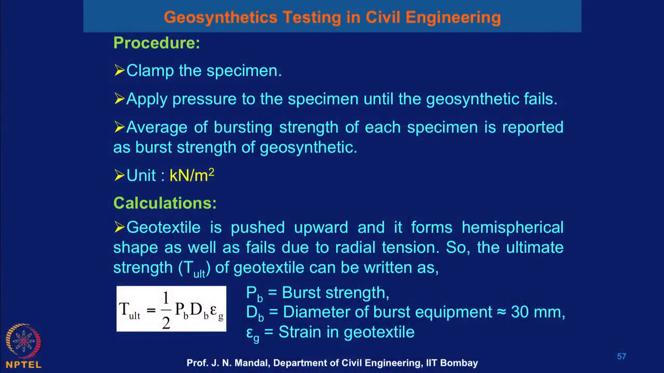Now, the procedure for this: you have to clamp the specimen, then apply pressure to the specimen until the geosynthetic fails. The average of the bursting strength of each specimen is reported as the burst strength of the geosynthetic, and the unit of burst strength is kilonewton per meter square.